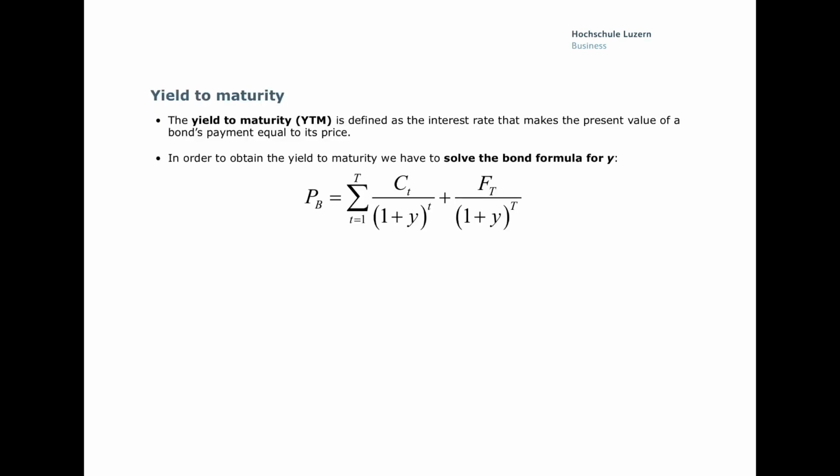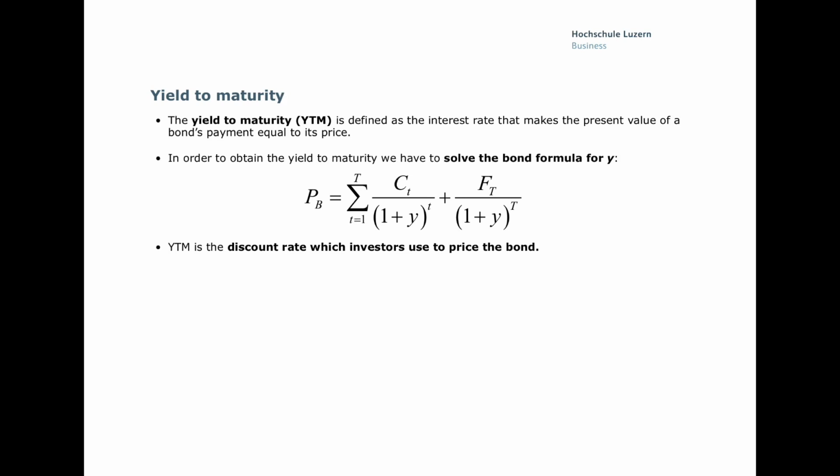The yield to maturity is defined as the interest rate that makes the present value of a bond's payments equal to its price. You can think of this interest rate as the average rate of return that will be earned on a bond if you buy the bond now and hold it until maturity, and assuming that all coupon payments can be reinvested at that particular yield. In order to obtain the yield to maturity, we have to solve the bond pricing formula introduced in session 1.2 of this course for y.